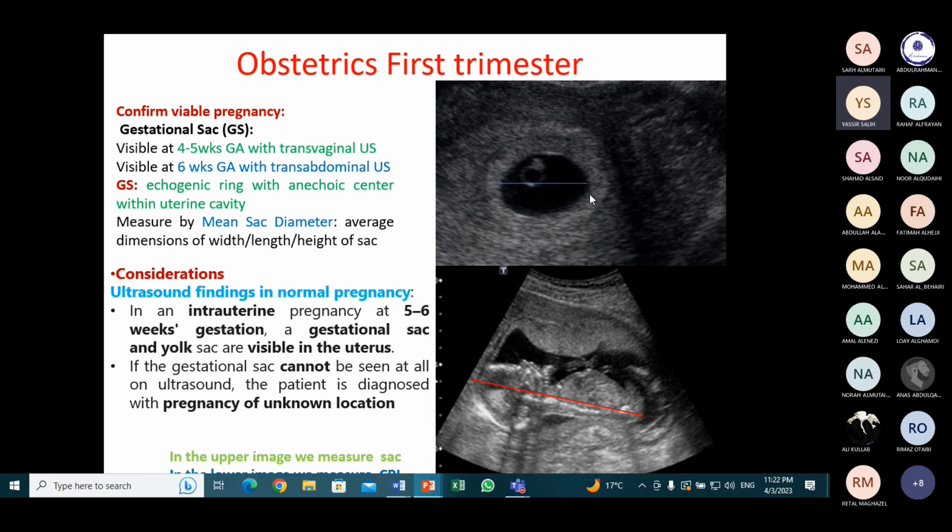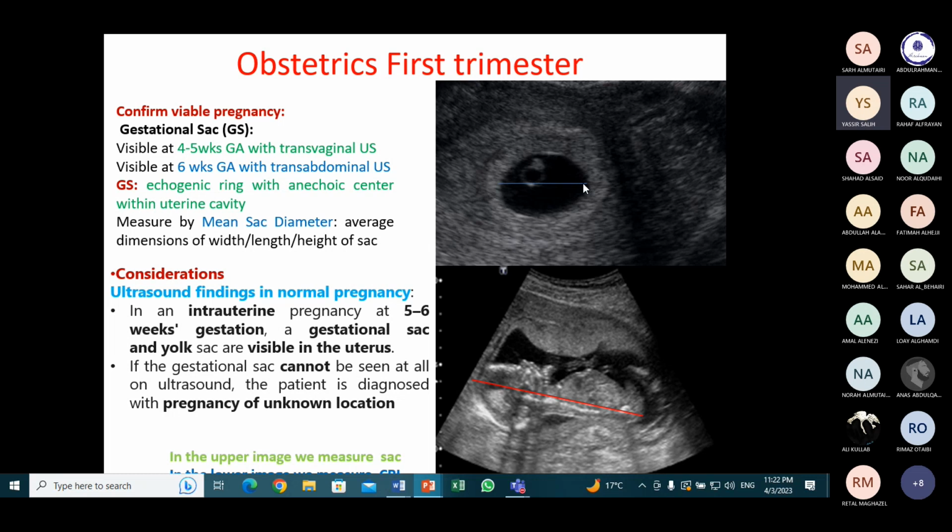This is a hyperechoic or echogenic ring with an anechoic center. The center is anechoic. This is an anechoic center with an echogenic ring. To assess, of course it is very important to assess the gestational age, meaning the age of the fetus. But at this stage this is done by measuring the mean sac diameter.